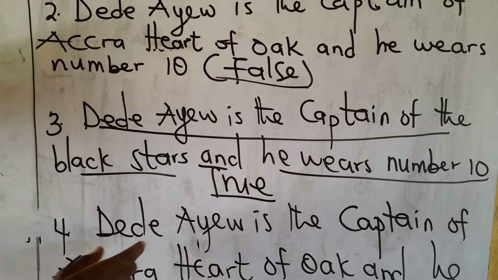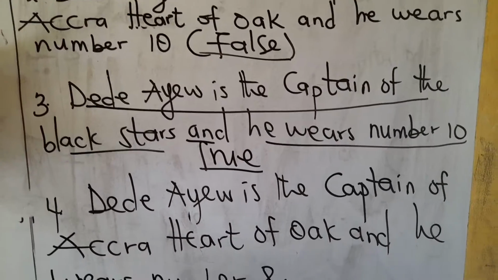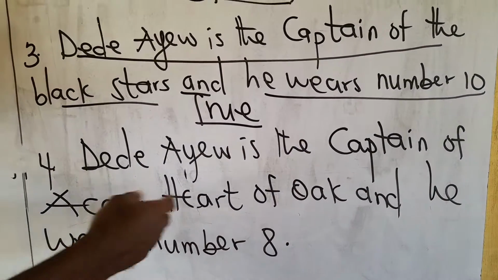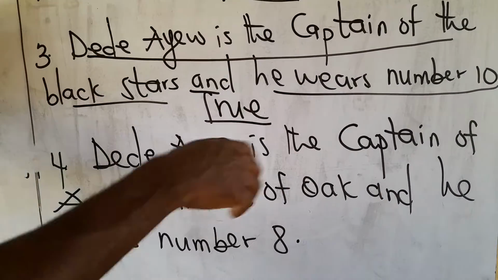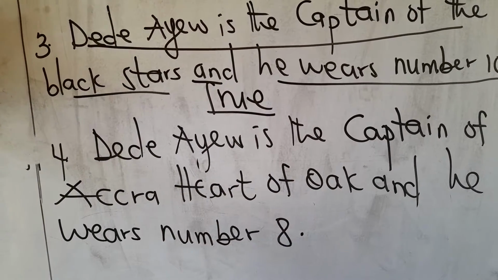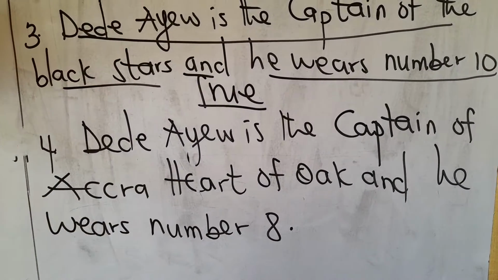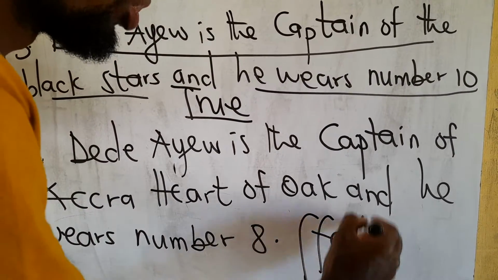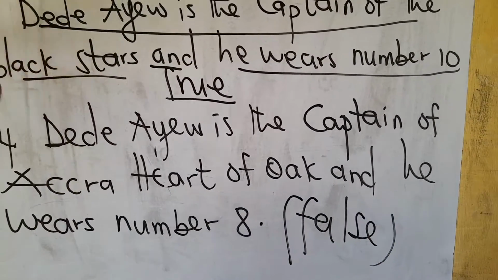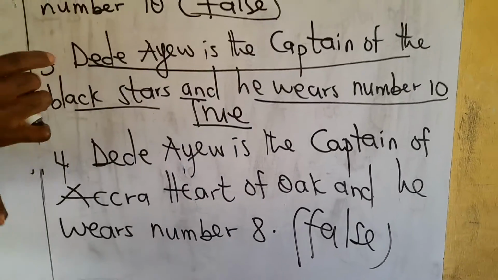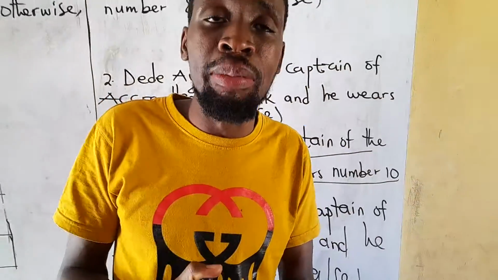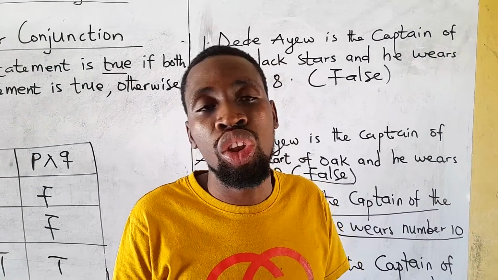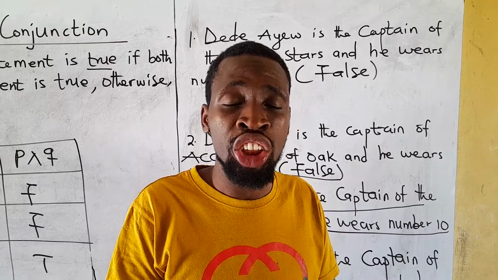Now let's look at the fourth one. Dede Ayew is the captain of Accra Hearts of Oak and he wears number 8. It's not true that Dede Ayew is the captain of Accra Hearts of Oak. Dede Ayew doesn't play for Hearts of Oak. And he doesn't even wear number 8. Both statements are false. So the entire statement is false. So we say a conjunctional statement is true when both aspects of the statement are true. Otherwise, it is false. I hope you understand a conjunctional statement.